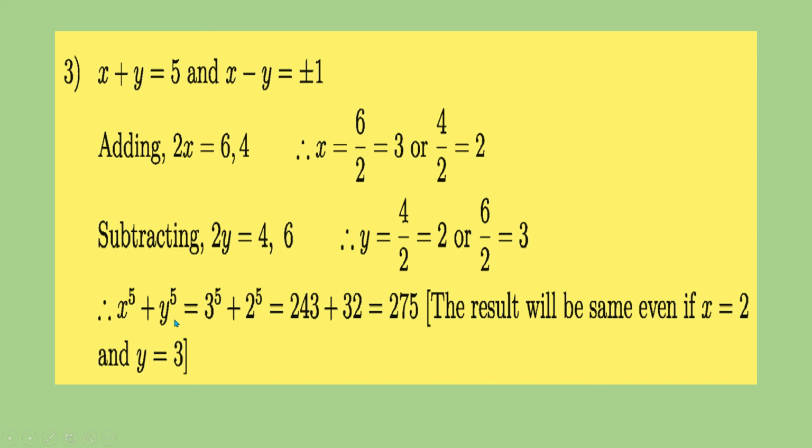Therefore x to the power 5 plus y to the power 5 equals 3 to the power 5 plus 2 to the power 5, which equals 243 plus 32, which equals 275. Here the value will be the same. When we take x equal to 2, then we can take y equal to 3, or when y is equal to 2 we can take x equal to 3. So the value will be the same. Clear?